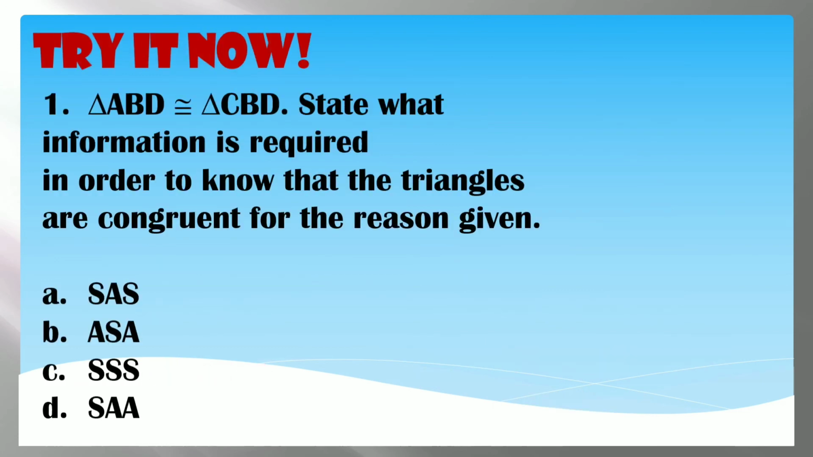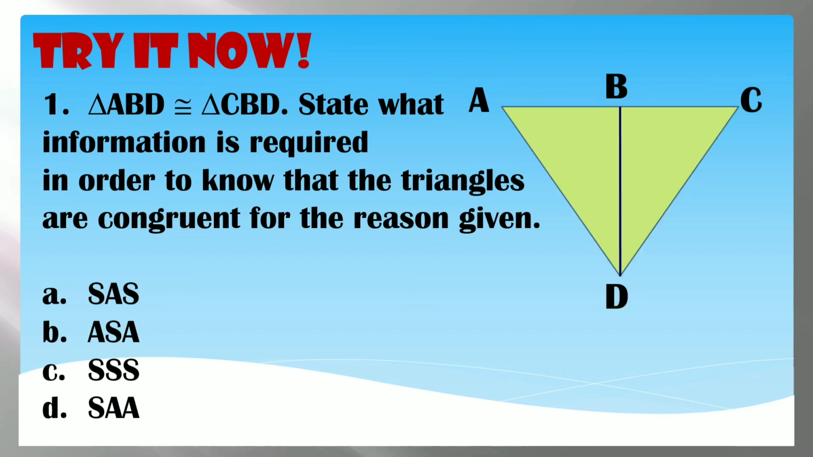Ayun nga, subukan niyo nga ito. So, number 1. So, triangle ABD is congruent to triangle CBD. State what information is required in order to know that the triangles are congruent for the reason given. Ayan. So, kayo na lang po yung maglalagay ng marking. So, sa letter A, SAS. So, ibig sabihin, dalawang sides ng unang triangle ay congruent sa dalawang sides ng pangalawang triangle at isang included angle.